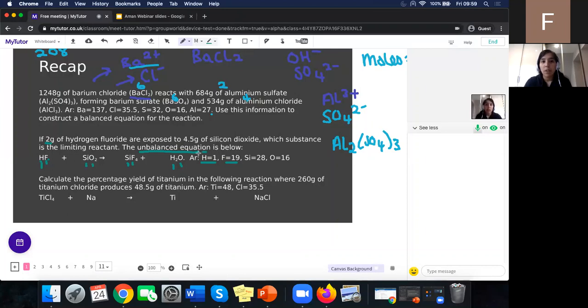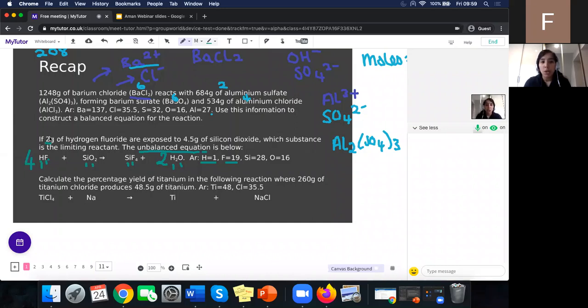So if we have a look, we can first of all notice that we need 4 fluorines, but we've only got 1. So if we put a 4 here, that's going to make our fluorines 4. But then it changes our hydrogens to 4. So we need to make sure our product side hydrogens are also 4. So if we put a 2 here, our hydrogens become 4. Then let's look at the oxygens. The oxygens are 2 on the product side and 2 on the reactant side. So that is a fully balanced equation. Well done.